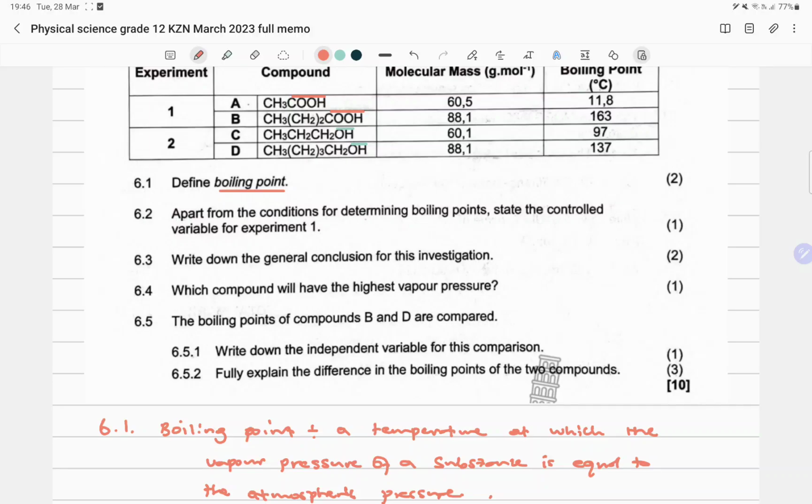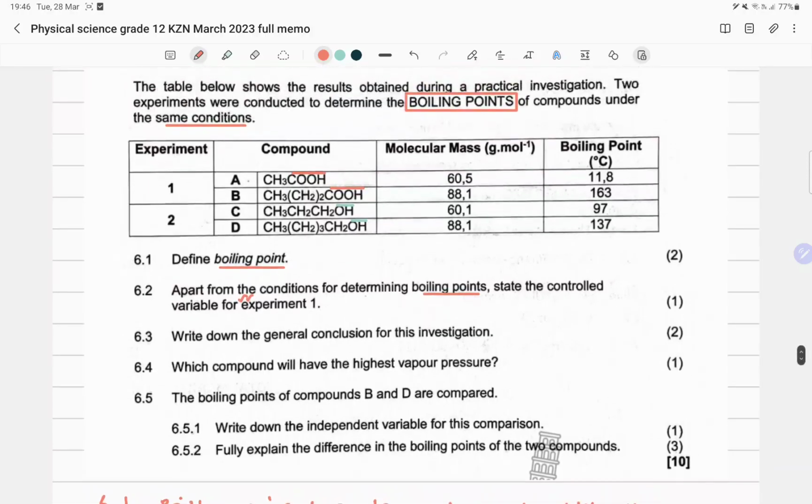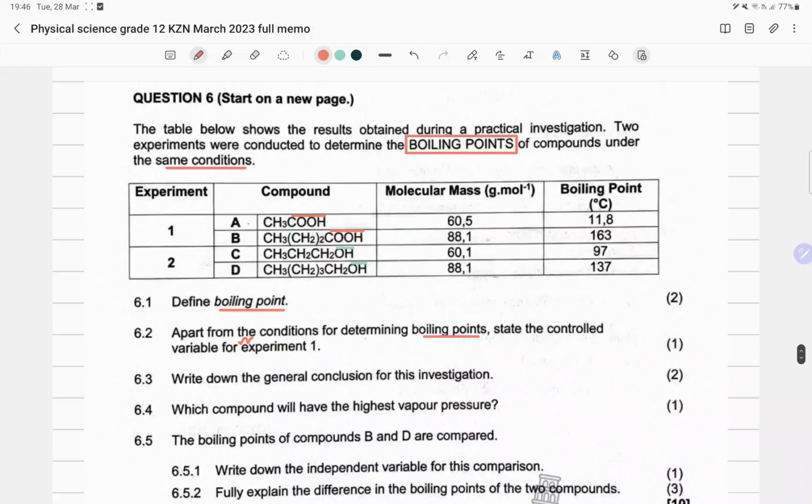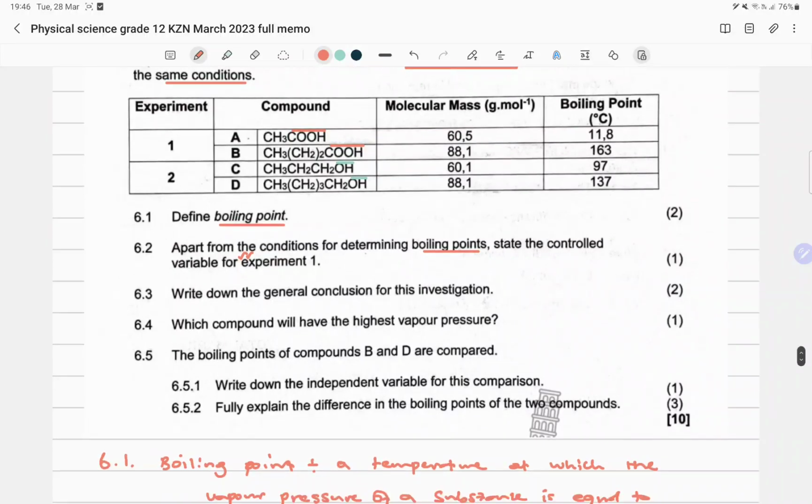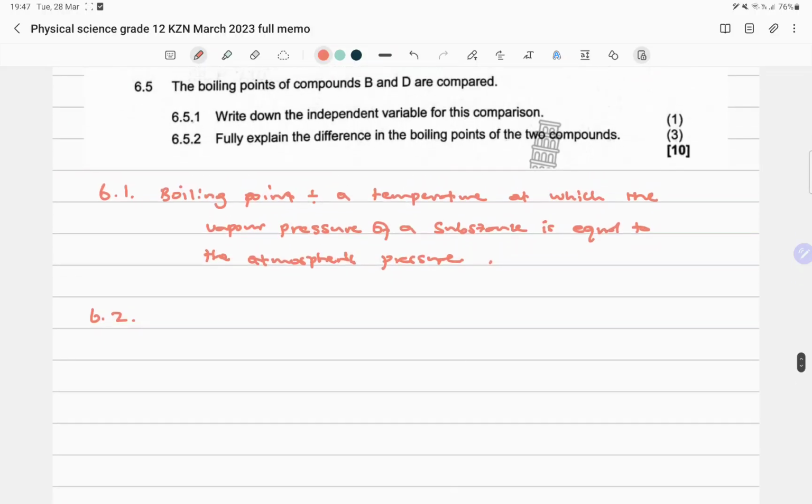Okay, apart from the conditions for determining the boiling points, state the controlled variable in experiment 1. So what was controlled here? We can already see here that it was the homologous series, or should we say the functional group. It is the same throughout. That is the only thing that stays constant. That's the controlled variable. Okay, so we can just simply say in experiment 1, we're looking at the functional group.